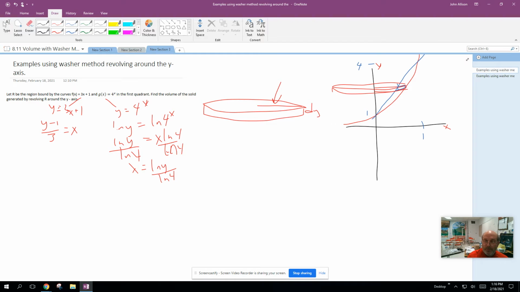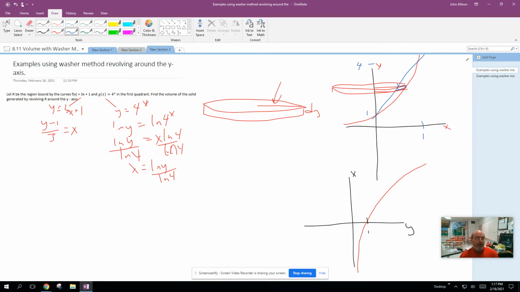We're going to re-graph these with the y-axis on the horizontal axis and the x-axis on the vertical axis. Now we're still concerned with y equals 1 and y equals 4. And this red curve is now going to be here. We're still concerned with x equals 0 and x equals 1.